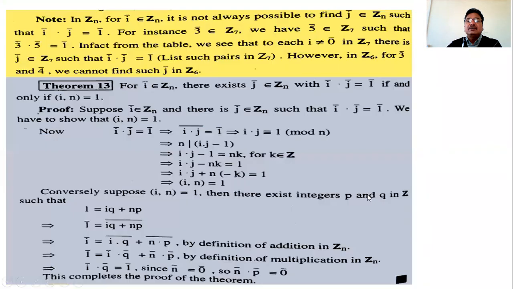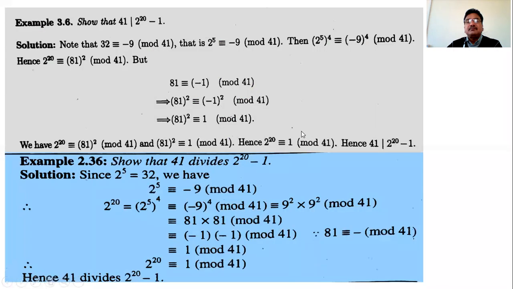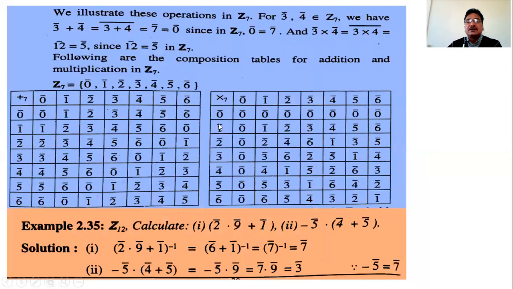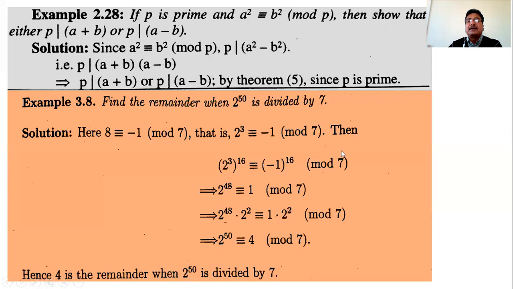So here is the statement that we see: for each I bar in Zn not equal to 0, there exists J bar in Z7 such that I bar into J bar is 1 bar. List such pairs. So what are the pairs? If you observe this, 1 bar and 1 bar, then 2 bar and 4 bar, 3 bar and 5 bar, and 6 bar and 6 bar. 6 bar into 6 bar is 1 bar.